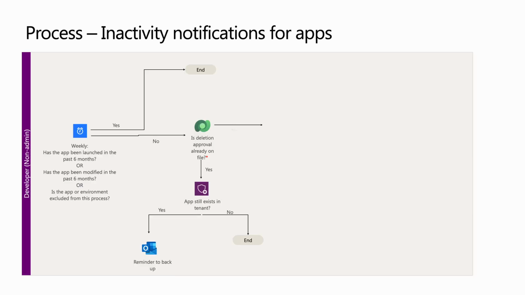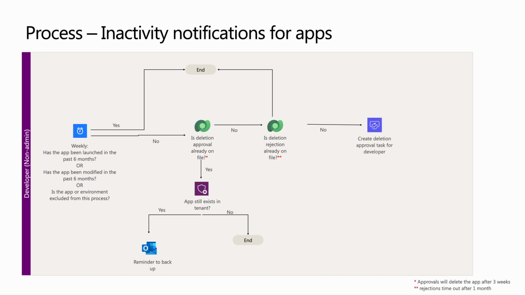And if no approval is on file, we look to see if a rejection to delete is already on file. So if the maker has rejected the application to delete it, if they want to keep it, if that is already on file, we ignore the application. And if not, then we create an approval, which sends the email that we've showed during the demo. And those rejects only stay in the system for 1 month. So you, the admin, will have 1 month to look at those notes and exempt the thing. And if that doesn't happen, then the rejection gets deleted and it goes back to the beginning of the process.